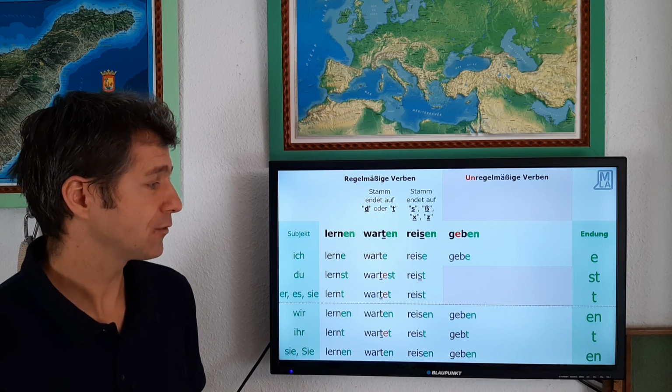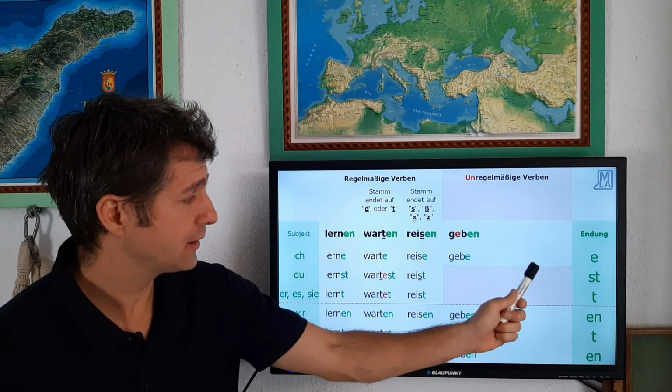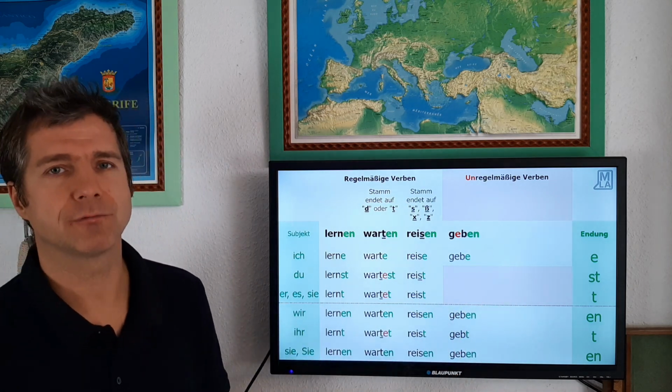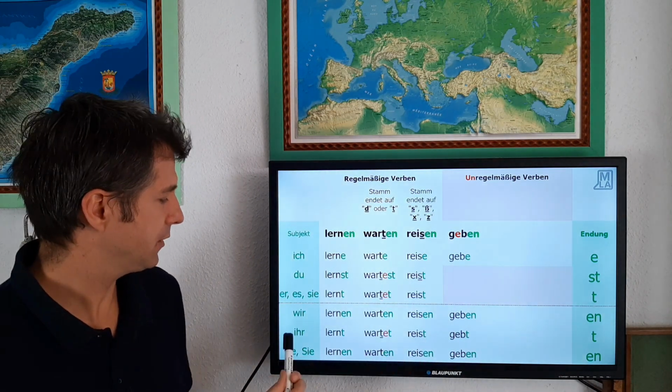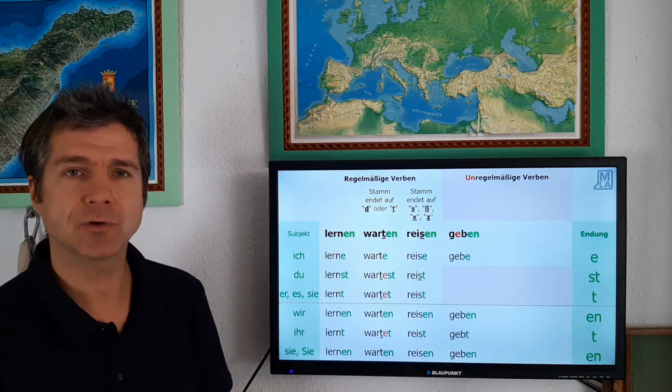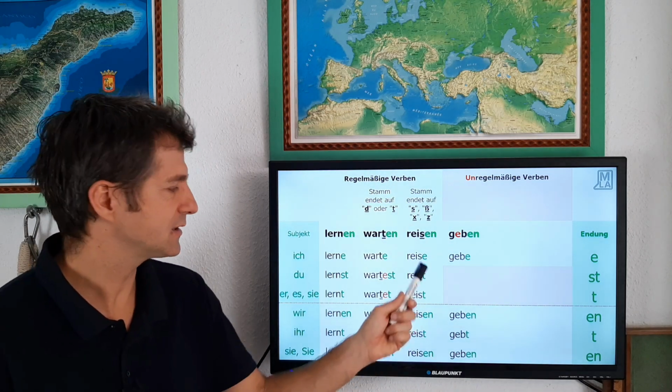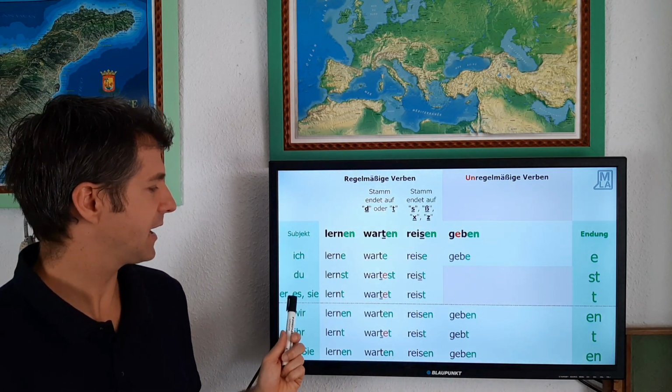So that means when it's irregular here, the plural would be regular. So actually we say wir geben, ihr gebt, sie geben. So no problem. Perfect. So just irregular with du and er, es, sie.